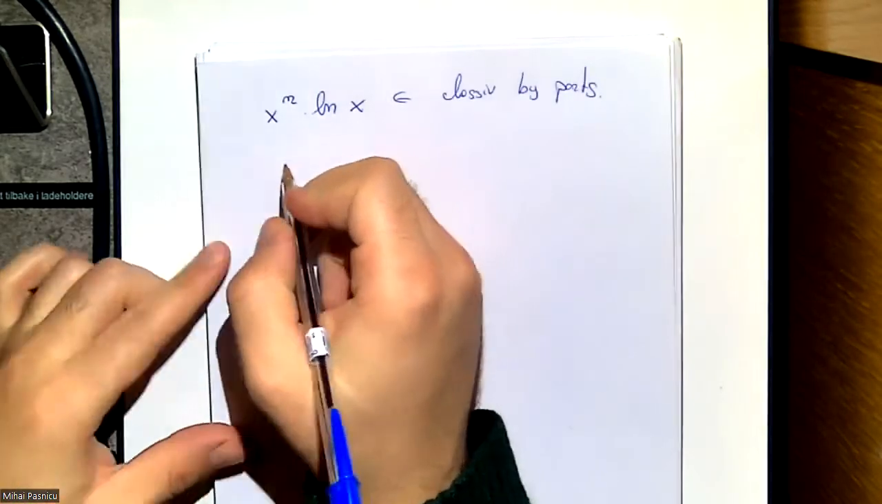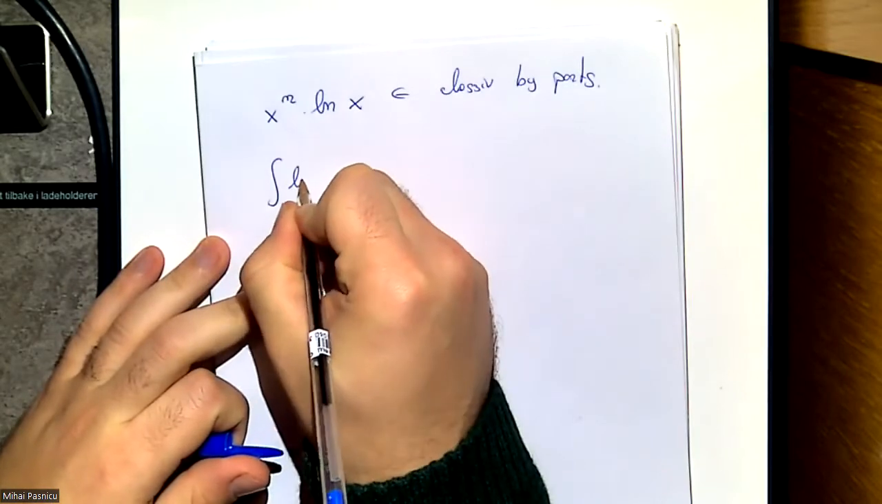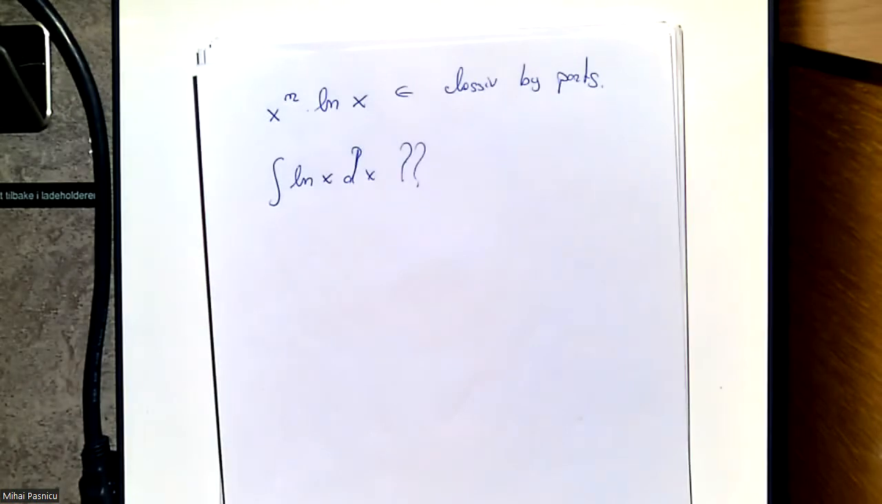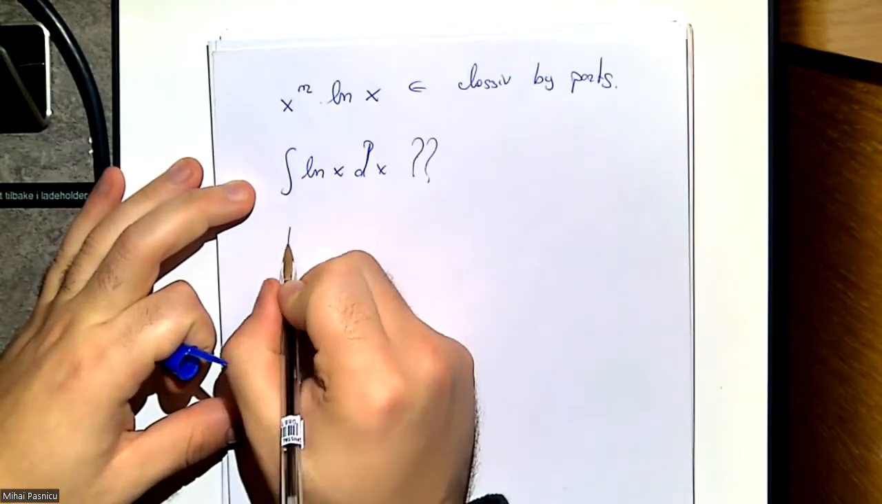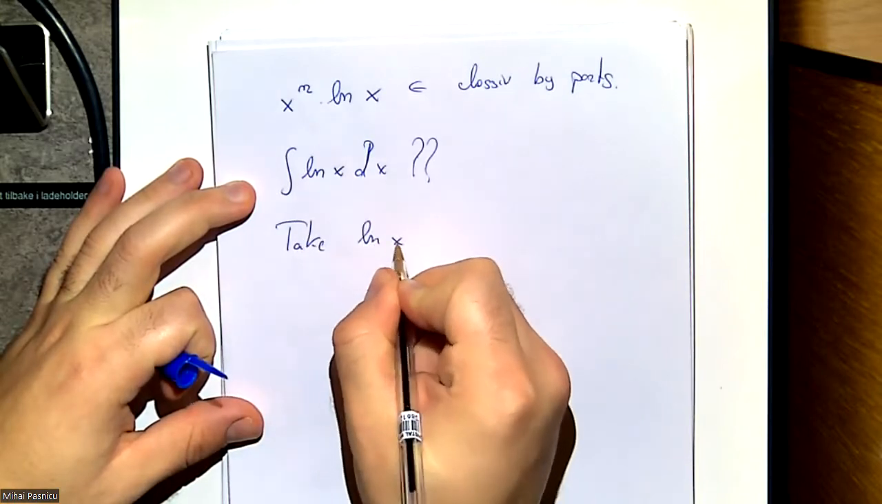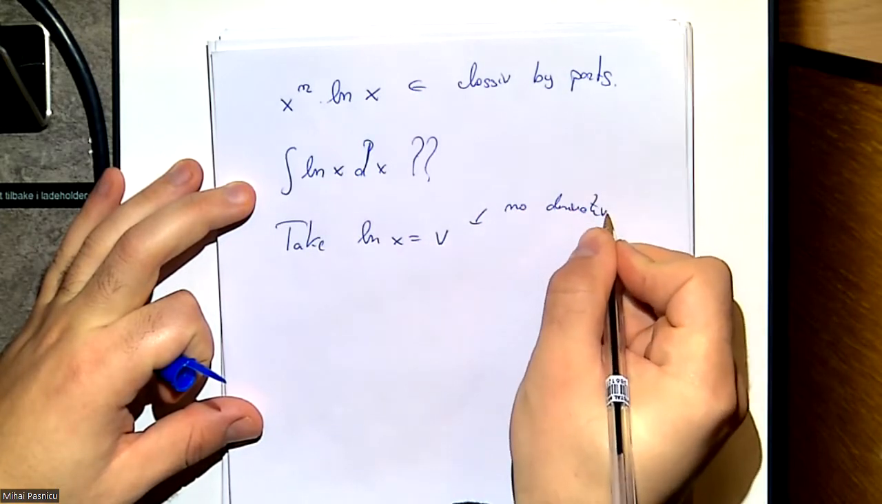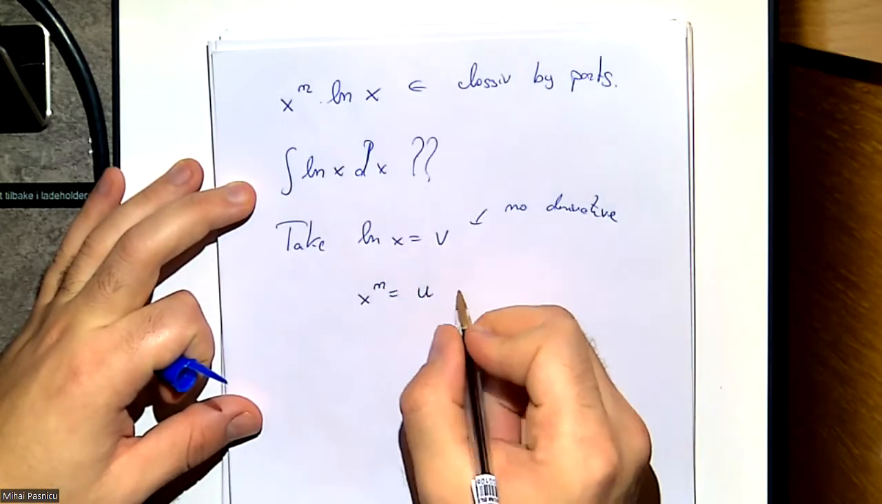So the idea is, what am I going to take as U and V here? And maybe this is more intuitive, because you never want to integrate log of x dx. This is not something you want to integrate. Okay. So if you don't want to integrate that, the idea is: take log of x as the one you differentiate, and take x to the n as the one you integrate, okay?